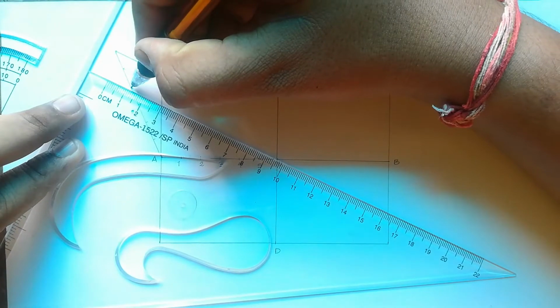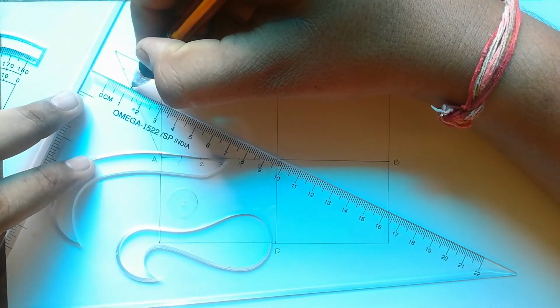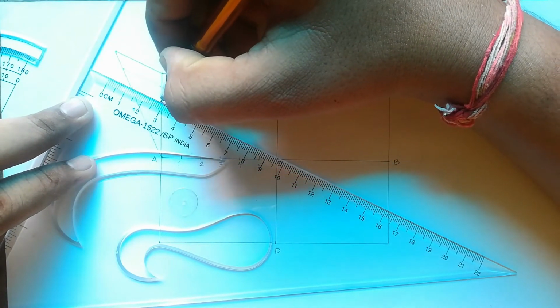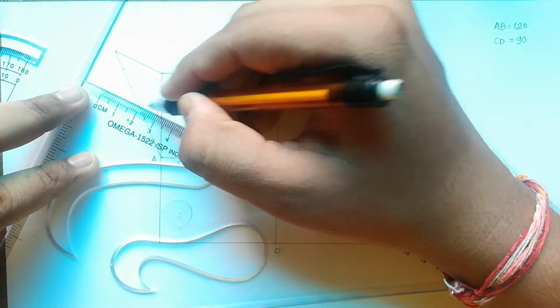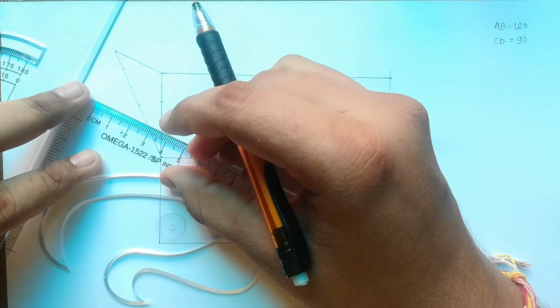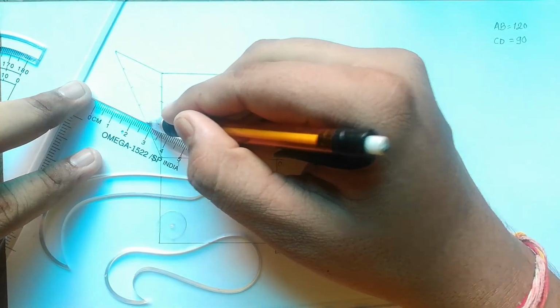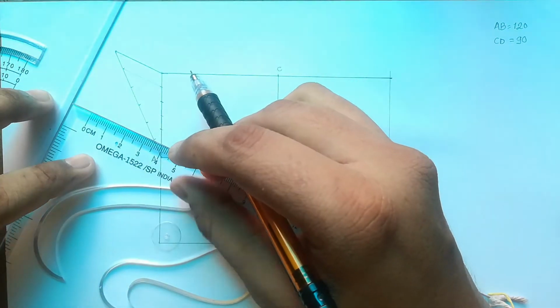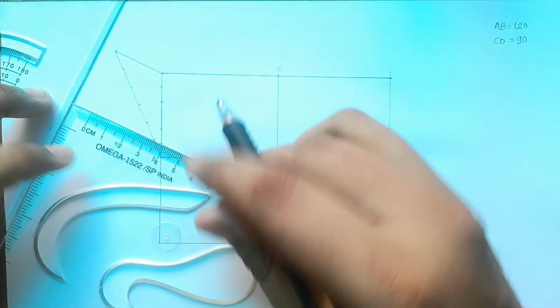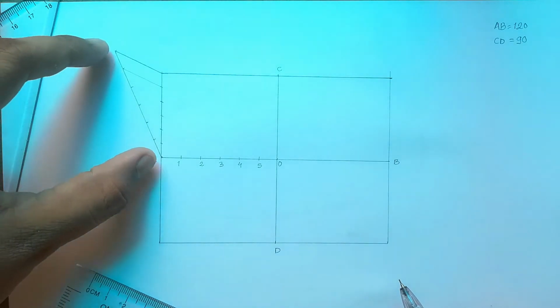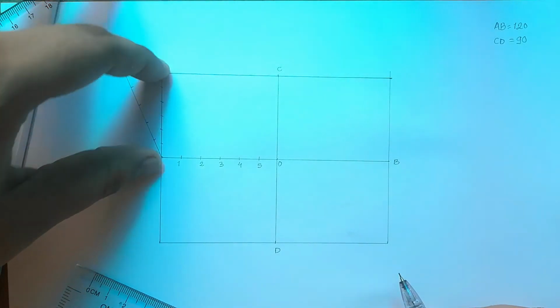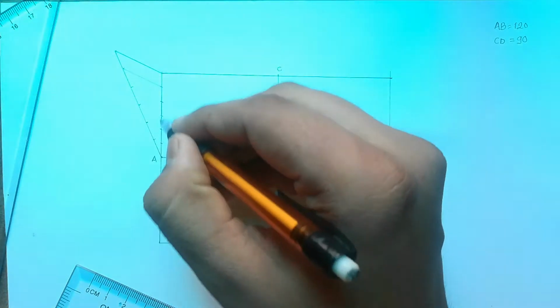The same process will be followed for the second point. Just extend this line. So this is my second point. This is my third point over here. The fourth point is over here. This is my fifth point. So as you can see, I have extended all the points of this 60 mm long line to this 45 mm long line. So these are my 6 equal divisions.